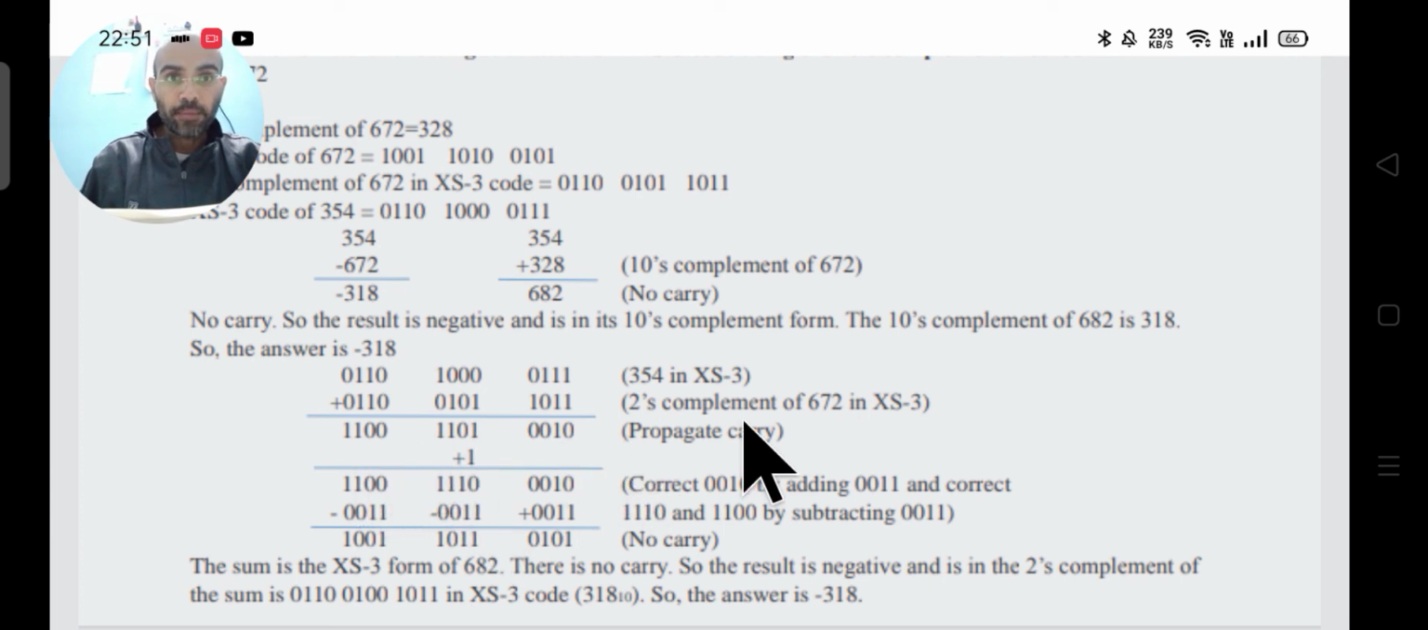Because it is 2's complement, so 2's complement of 672. We have written 672 in this one. So 2's complement of 672 in excess 3. Now we add them up, and adding them up will give us this thing.